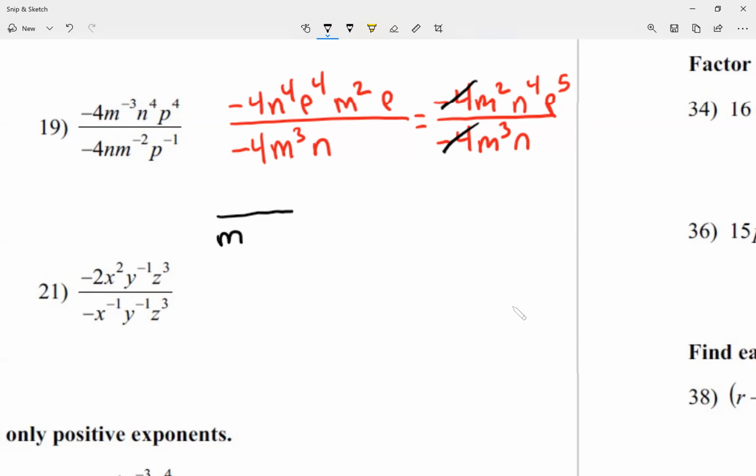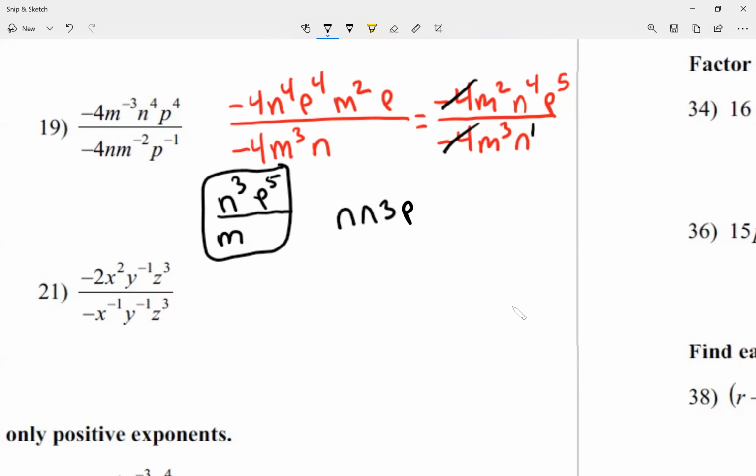When it comes to n's, technically the one at the bottom is an n to the 1. So when I subtract my exponent, it's going to give me n to the 3. Notice this one, I wrote it on the top because the big exponent was on the top. And then when it comes to p's, I have p to the 5 on top. If this was on paper and I just had to write it, that's it. When I'm typing it, I'm going to go n to the 3rd, p to the 5th over m.